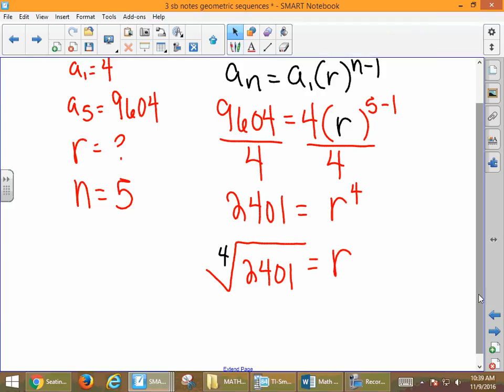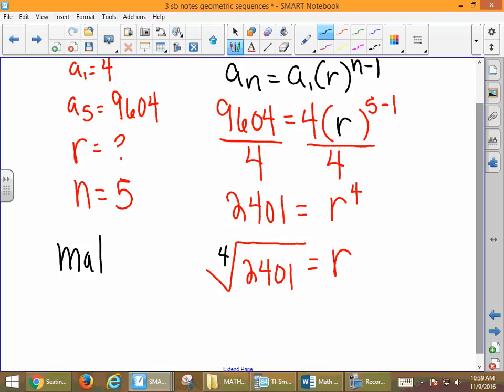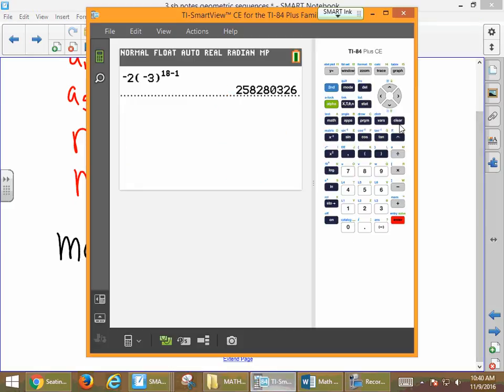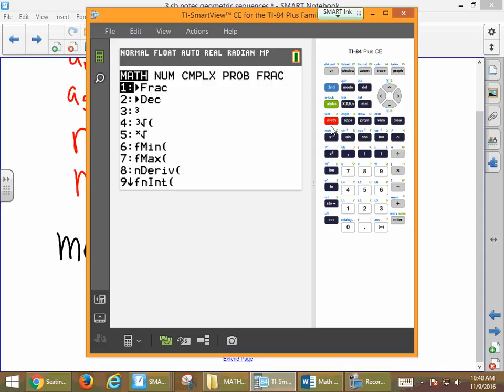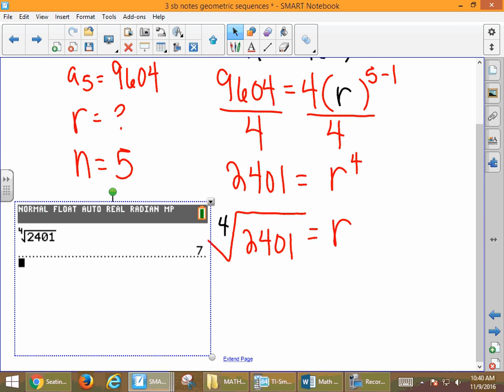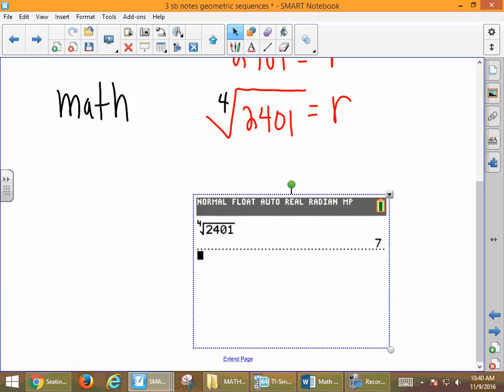Depending on the calculator, it's a math button. The Inspire I probably need to talk to individually, but the math button is where it is. So when we go to our calculator here, we're going to type in 4, math, and number 5, and then we put our 2401 in there. Let's see, it's the 4th root, 2401, and that's going to give us our value for r. So r equals 7.